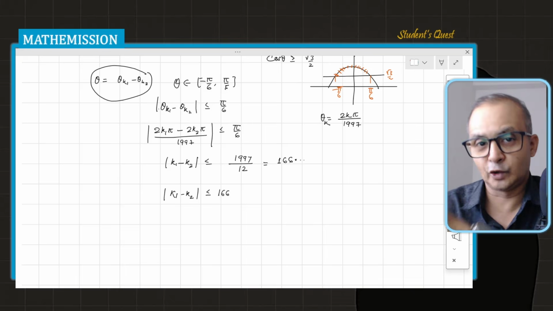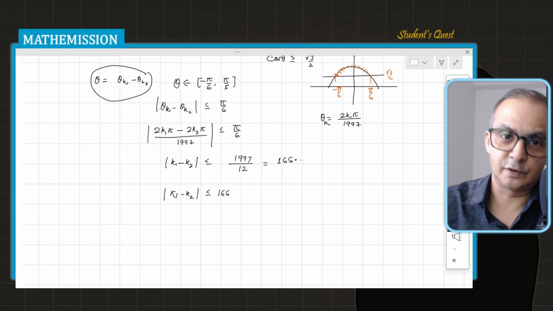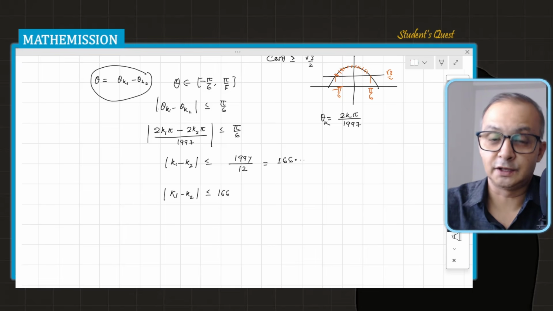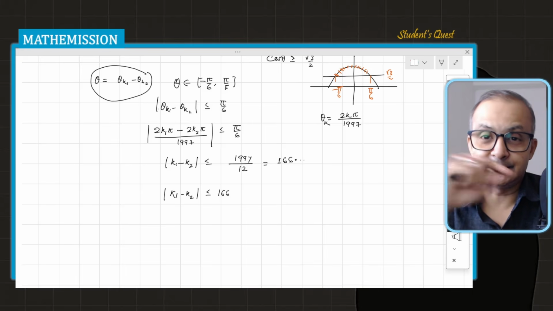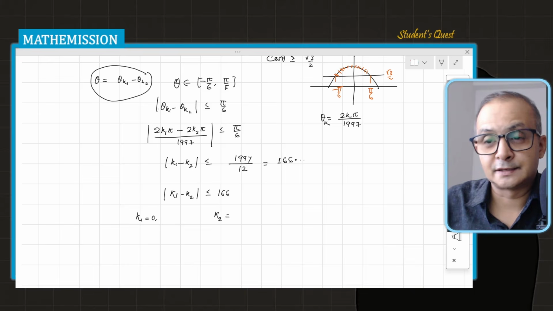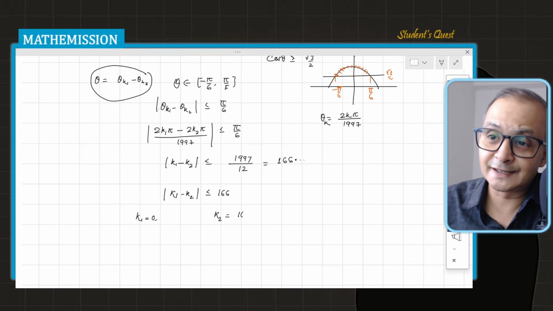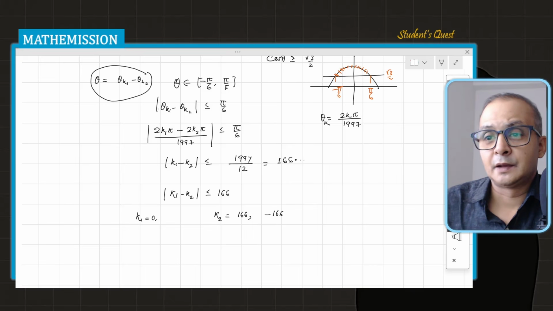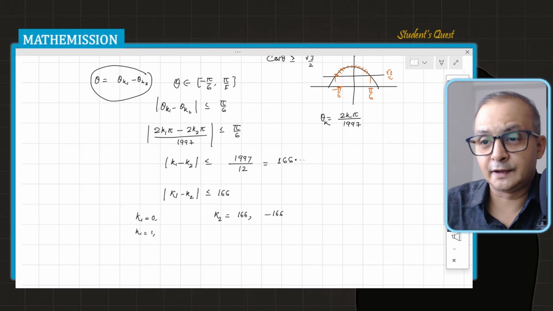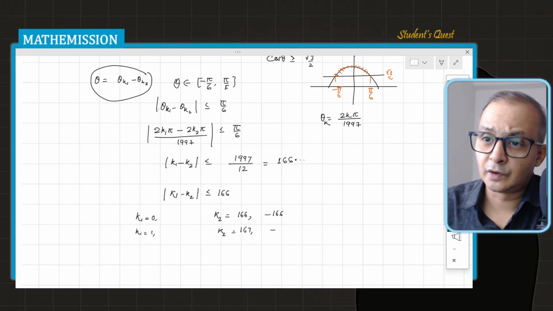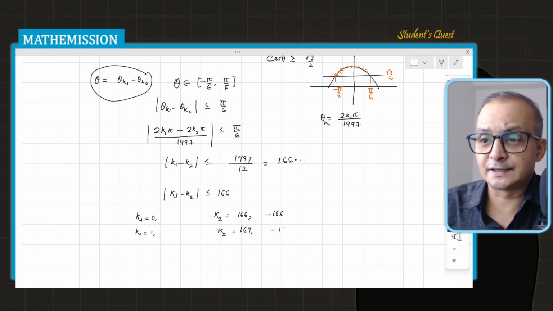Two complex numbers are located 166 units apart from each other. It means if one is located at 0, the other you will get at 166. Suppose I'm substituting k1 is equal to 0, I will get k2 as 166 or minus 166. But if I take k1 is equal to 1, I will get k2 as 167 or minus 165.